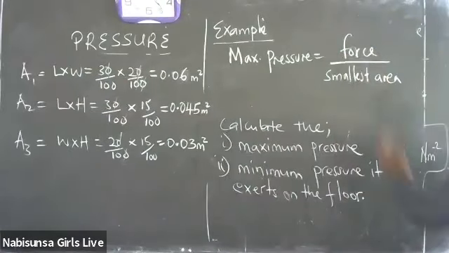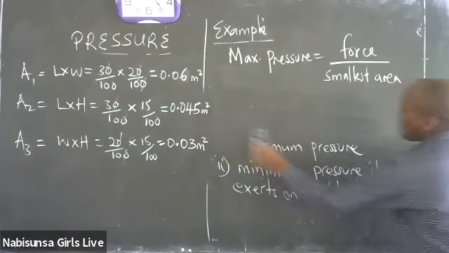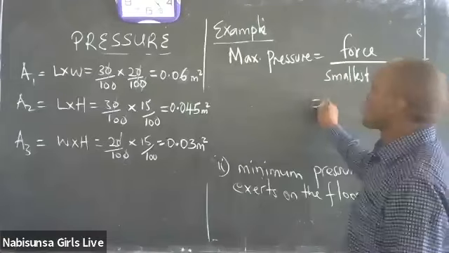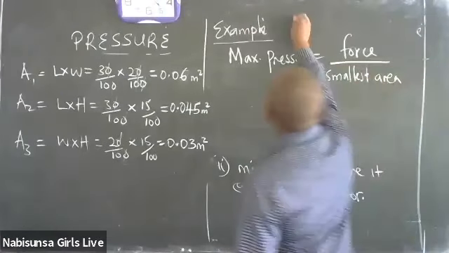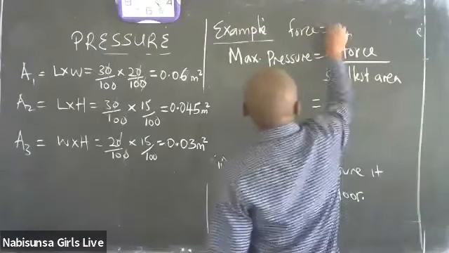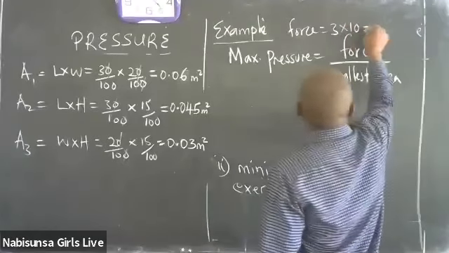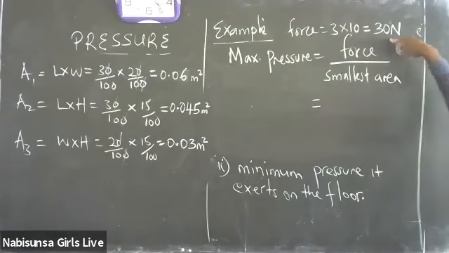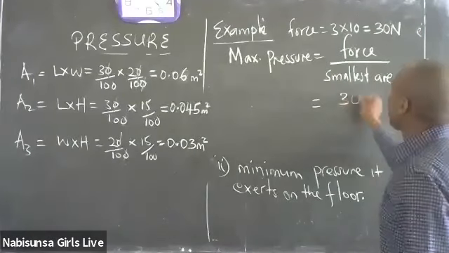So what are we going to put where there is force? What do we substitute for force? 20 newtons. Because the mass is 2 kilograms. 30. Yes, 30 newtons. Is that clear? Yes. So force is this, so we shall put 30.